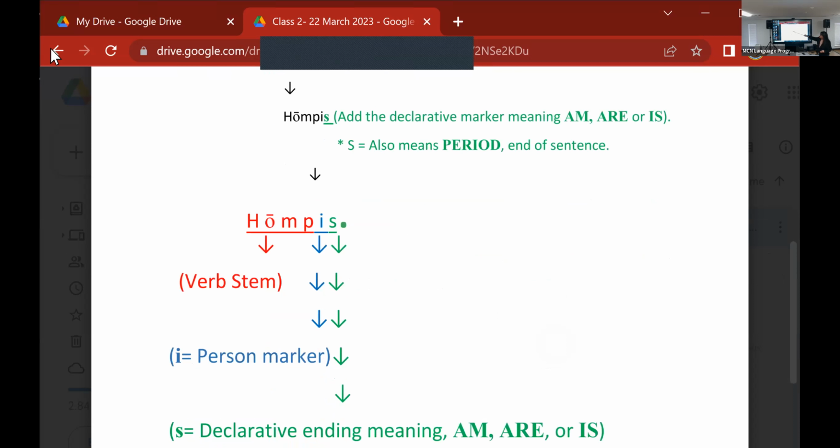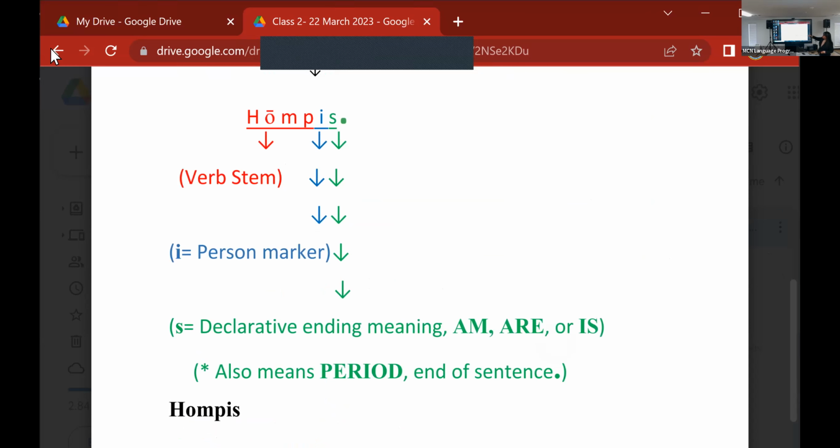You've got your person marker, because we're talking about I, and you've got your declarative ending, which is am, are, is, period. So that's how you get it. Is that kind of making sense? It's kind of going in order.